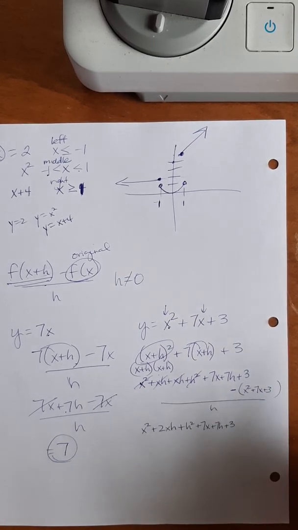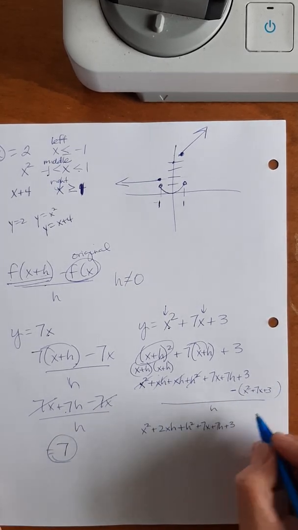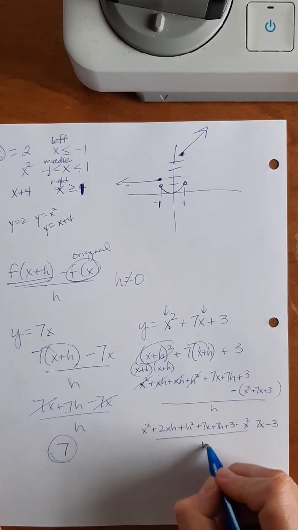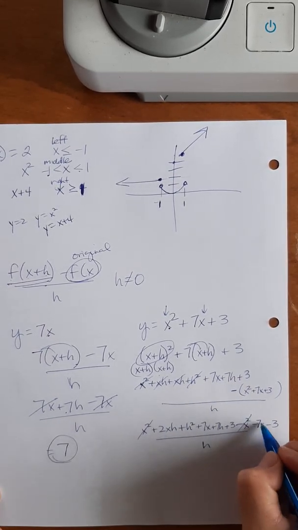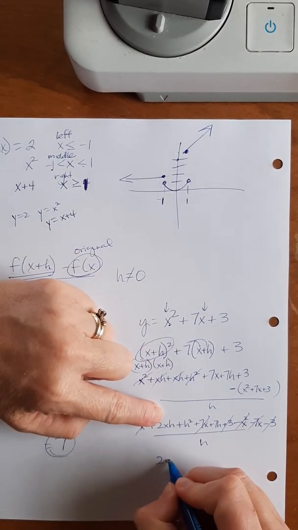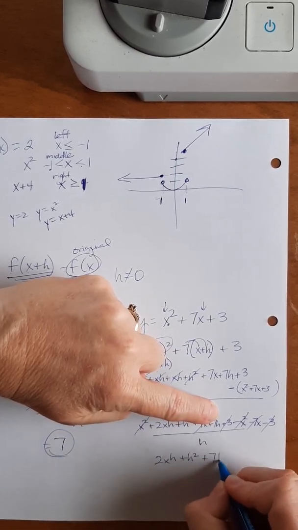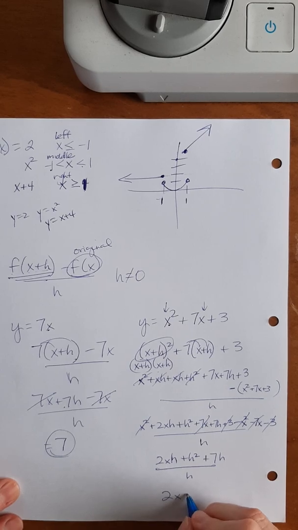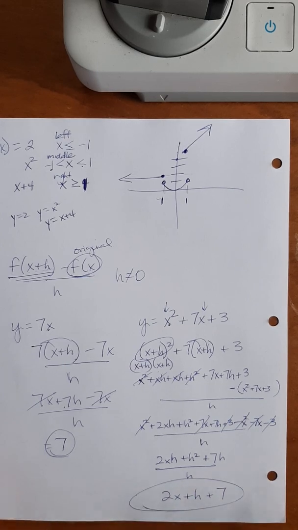Now here's another spot where they'll get you, and you got to be super careful. Notice how it's a negative outside of the parentheses. So negative x squared minus 7x minus 3. And now, just like I told you, the original should always cancel. And so that leaves us with 2xh plus h squared plus 7h all over h. So 2x plus h plus 7. There you go.